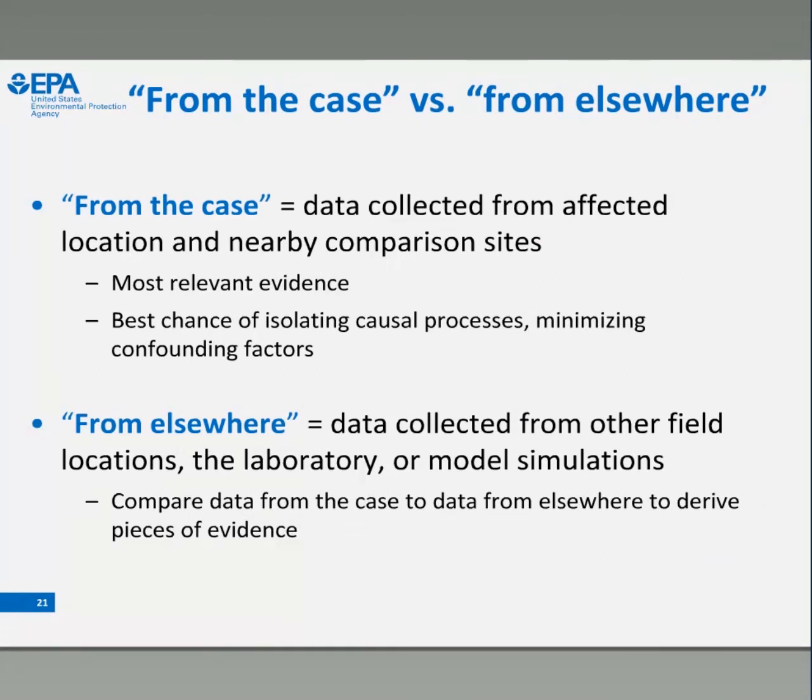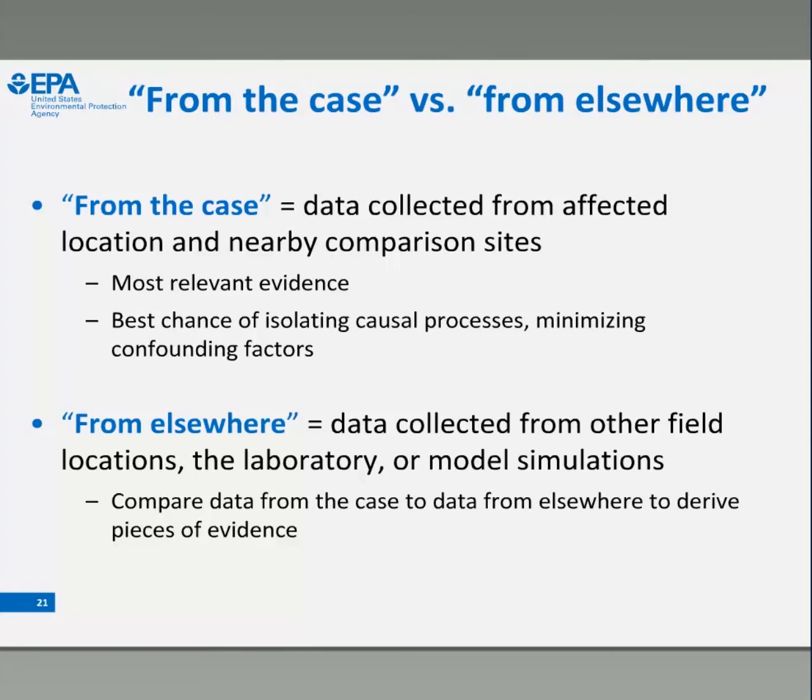Now going back to the 2 types of evidence I mentioned. In the CADDIS causal assessment process, we think about evidence as coming from the case or from elsewhere. From the case refers to data collected from the specific affected or impaired site and the associated comparison sites in your assessment. These are the data from the sites you're actually interested in. This will be the evidence that is most relevant to your assessment, and it provides the best chance of isolating causal processes and minimizing confounding factors.